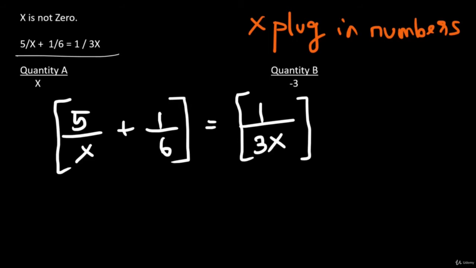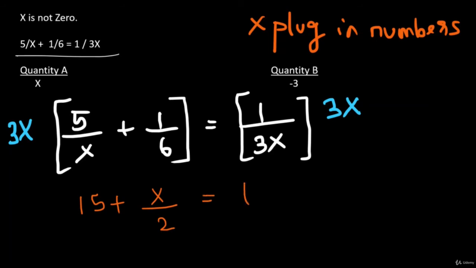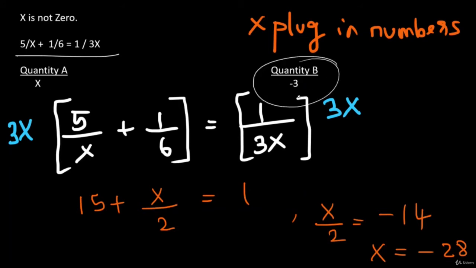Let's solve this by multiplying both the sides of this equation with 3x, right? So that will help us simplify this equation over here. So I multiply 3x on the left hand side and the right hand side. So the left hand side becomes 15 + x/2, right? And the right hand side is 1. Now let me take 15 to the right hand side. So I get x/2 is equal to minus 14, or x is equal to minus 28. So x is equal to minus 28 and quantity B is minus 3. So clearly quantity B is the greater quantity, and the correct answer to this question is option B.